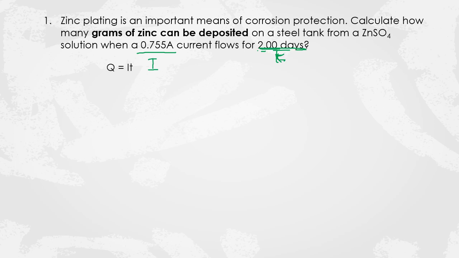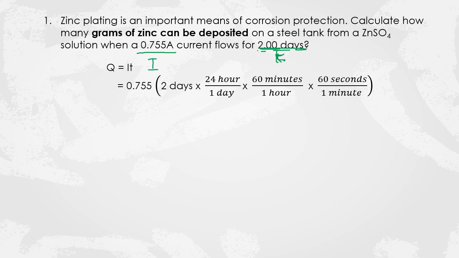So we're going to use the formula of Q is equal to IT, and then we already have current of 0.755, so we don't need to do anything. And as for time, we need to change it to seconds. So we know that 1 day equal to 24 hours, so we need to times it with 24. And for every hour, we know that we have 60 minutes. Then we need to times it with 60. And for every minute, we have 60 seconds. Then only we can find the time in seconds.